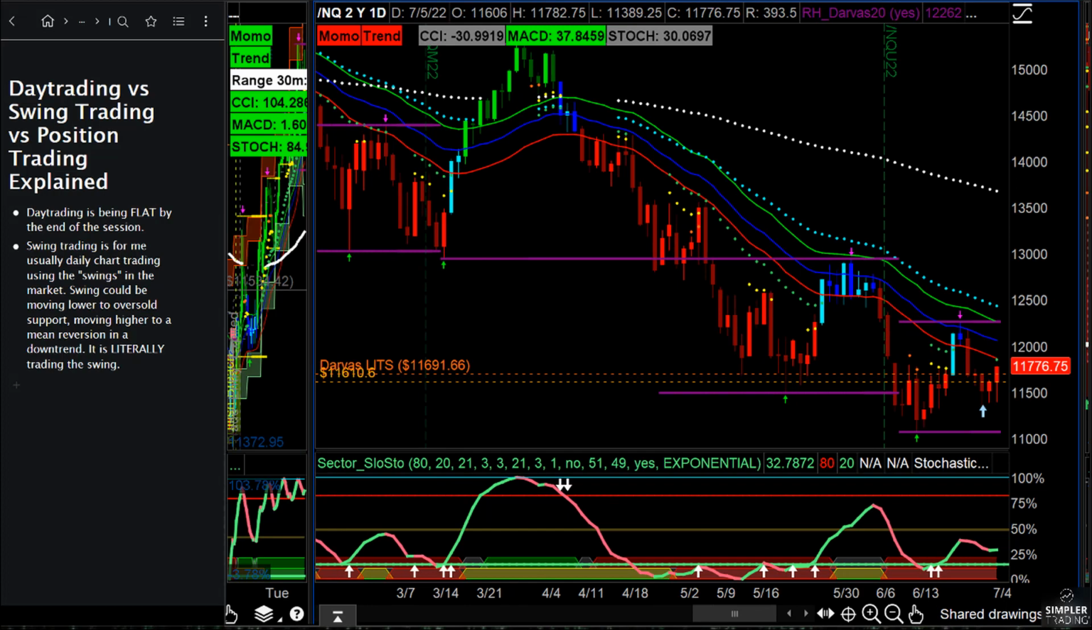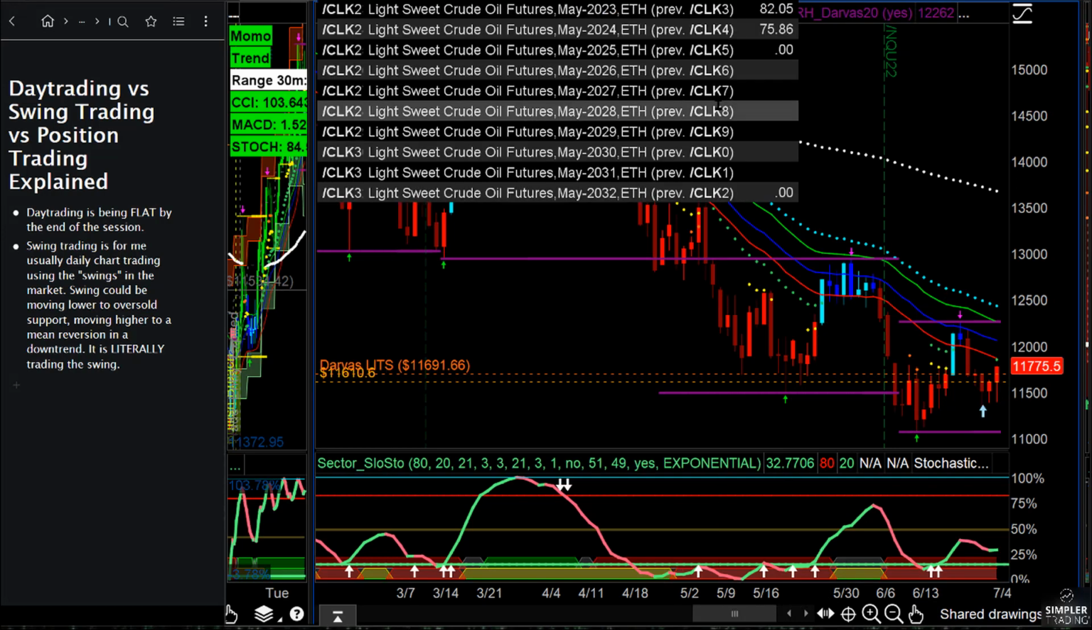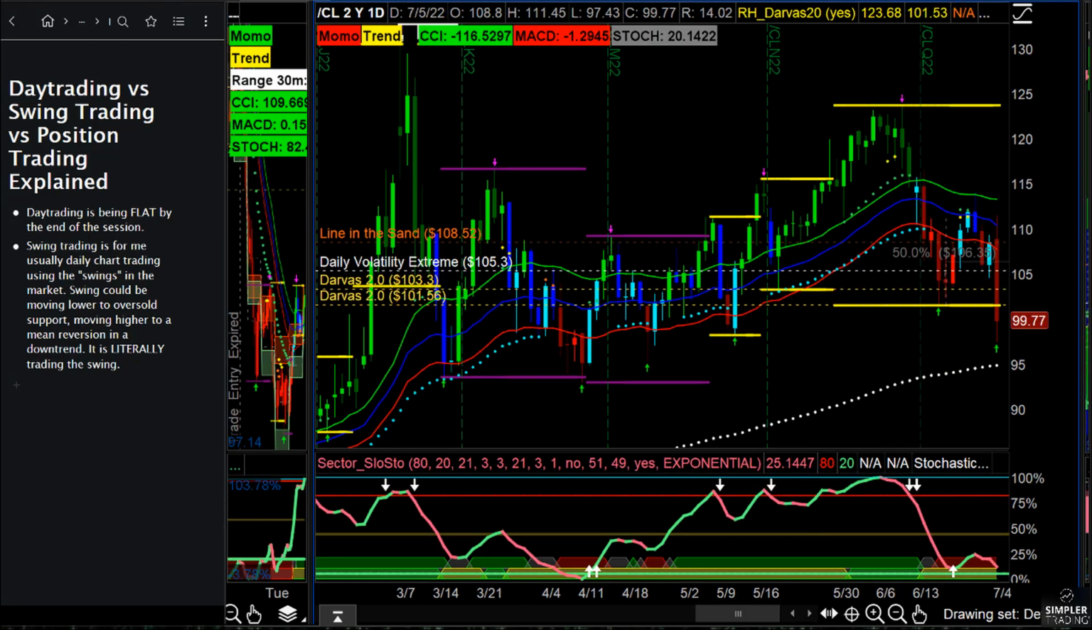So here's a downtrend in the NASDAQ. What would be a swing? That's the swing. That's a mean reversion of a downtrend. Here's another mean reversion of a downtrend. What about looking at, say, crude oil, which I would not consider in a trend right now. I really would not consider it in a trend. It's in a neutral, choppy environment. I would consider these two support levels to be potentially support.